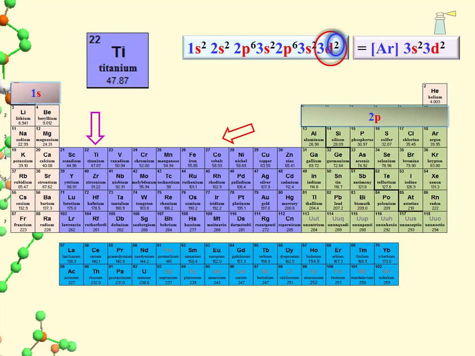Another even simpler approach to solving this problem is to add all the superscript numbers together. 2 plus 2 plus 6 plus 2 plus 6 plus 2 plus 2. It also comes up to 22, the atomic number of titanium. And now we have a way to double check our answer.